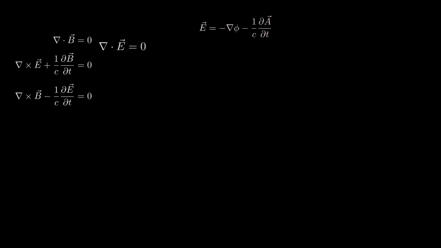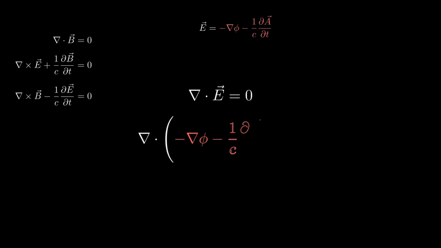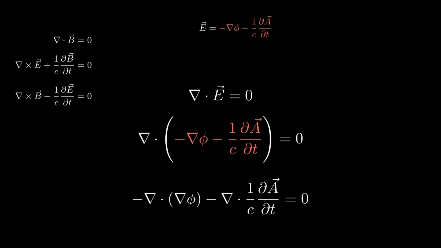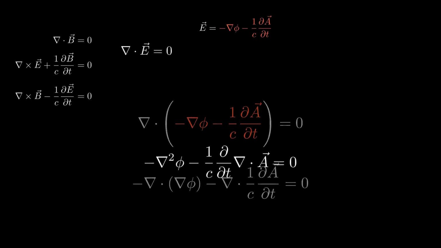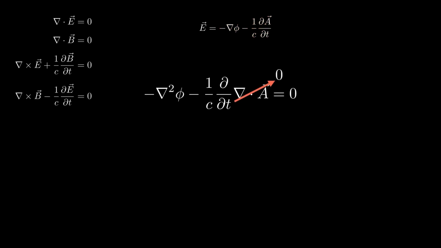Substituting this electric field into the first Maxwell equation, we get to a point where we can distribute the divergence on two terms. The first results in del squared of phi. The second, we can put on the vector potential A. These potentials are not unique. By making a gauge transformation, we can change phi and A without changing the physical electric and magnetic fields.